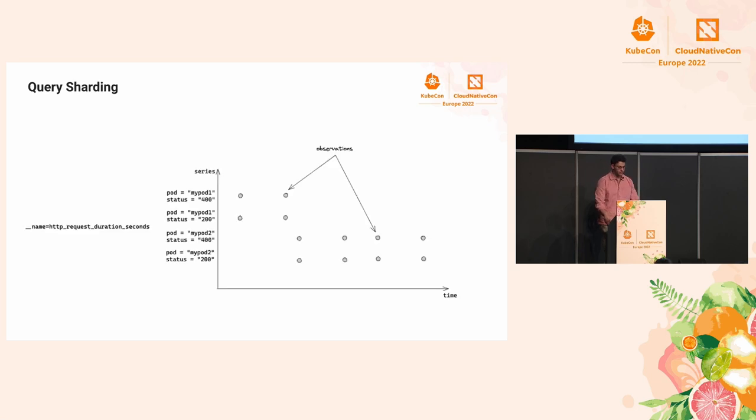So before we talk about query sharding, it's probably worth looking at what a time series actually is. You can see for this metric, HTTP request duration seconds, we have this series axis and this time axis. Each metric is composed of unique labeled dimensions. So in this case, we have pod and status with various values. And then each unique time series has observations over time. These are what you would commonly refer to as samples. Each sample has a value associated with it and a timestamp.